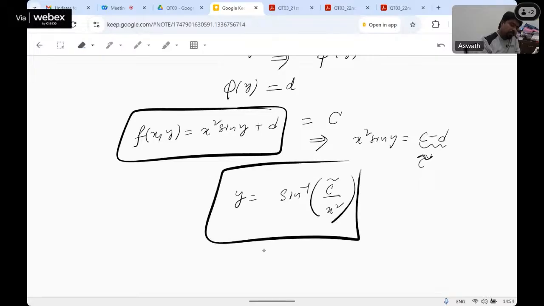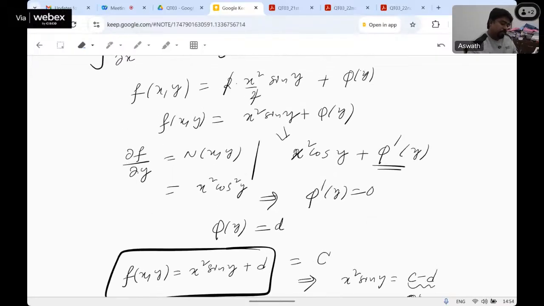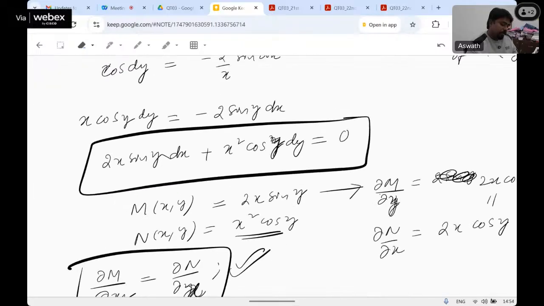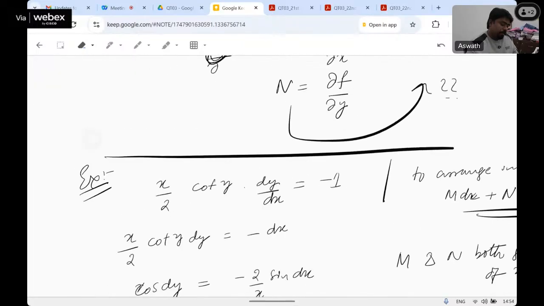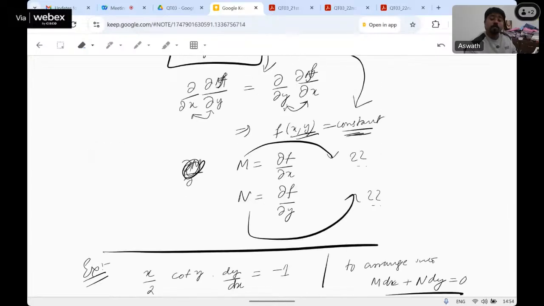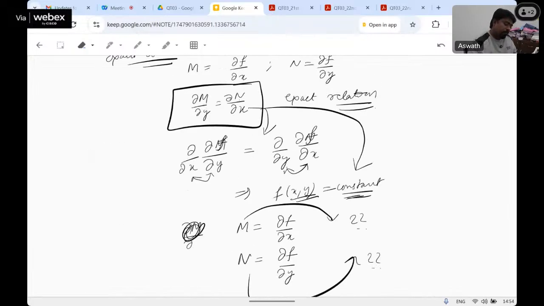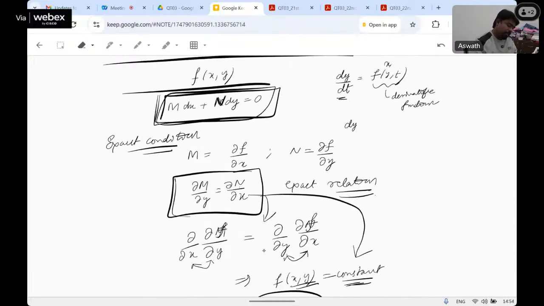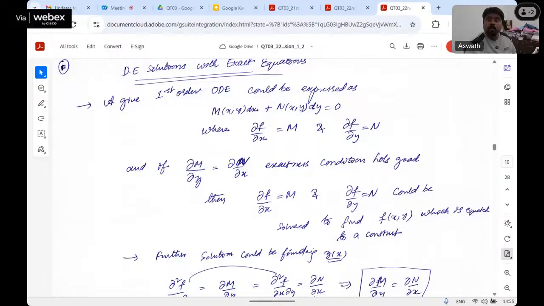This is a solution. Okay, so this is how we have to find the solution for a differential equation even when the coefficients are some variable functions. And luckily, if I'm able to write the exact relation, if I'm able to cross check the exact relation, then I can use this technique. Okay, right? So let me go back.